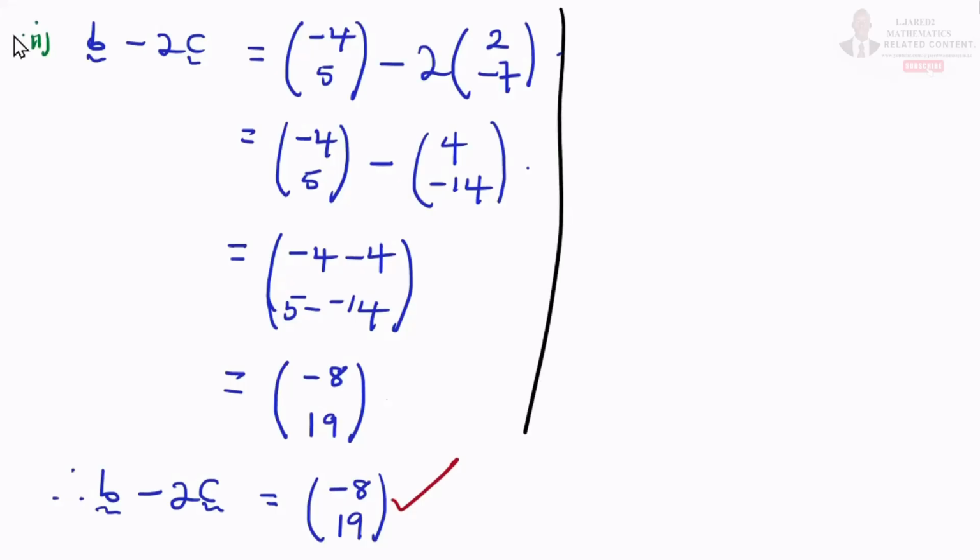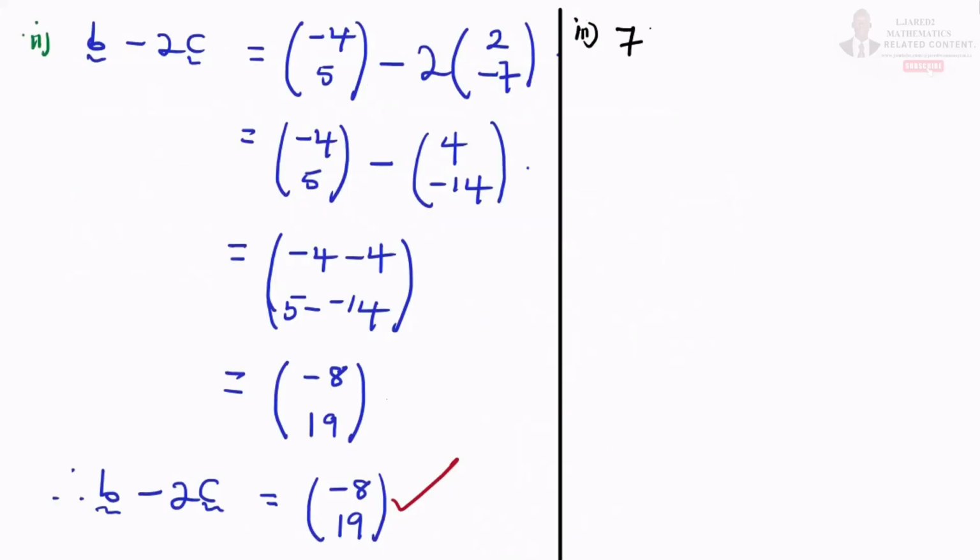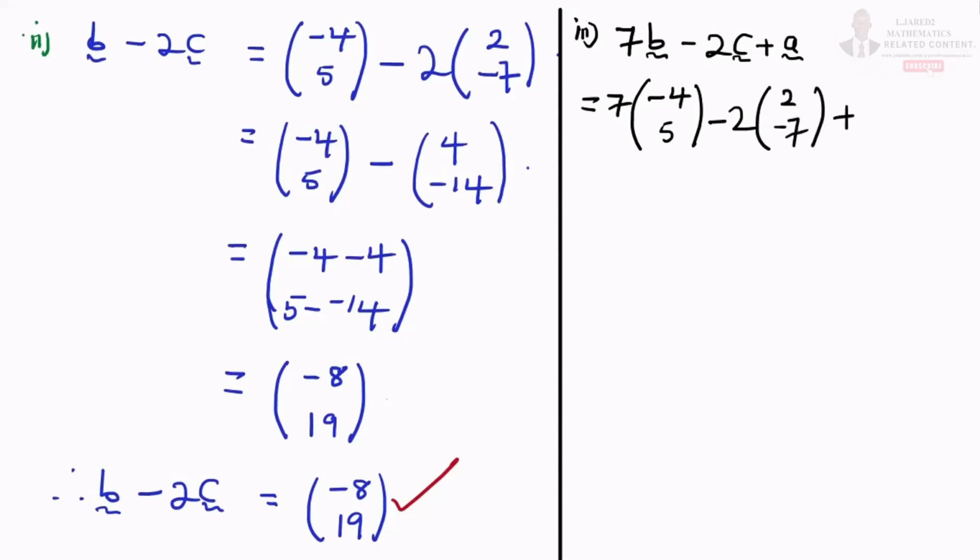So let's have Roman number 3. Roman number 3, which is 7 multiplied by vector B minus 2C plus A. So we are having 7 multiplied by vector B minus 2C plus vector A. So this is the same as having 7 multiplied by vector B, which is (-4, 5), minus 2 vector C, which is (2, -7), plus vector A, which is (10, 3).